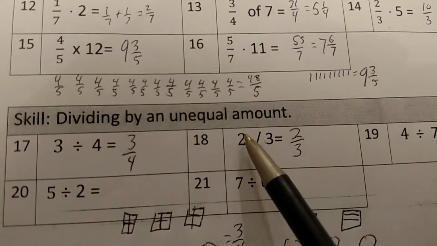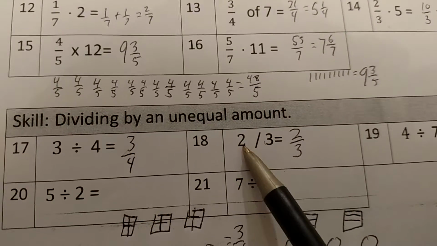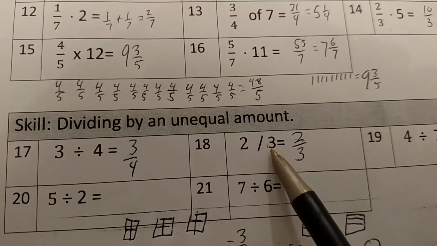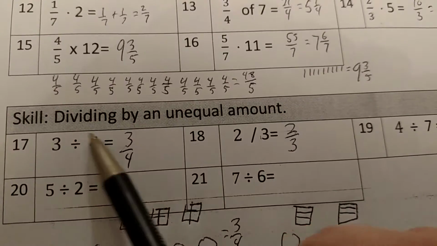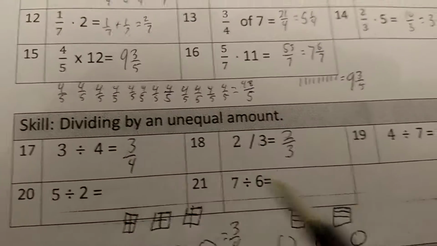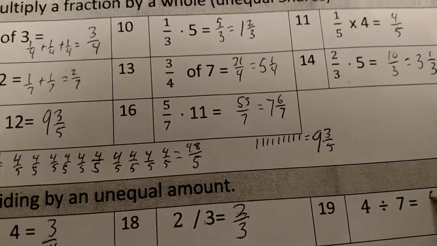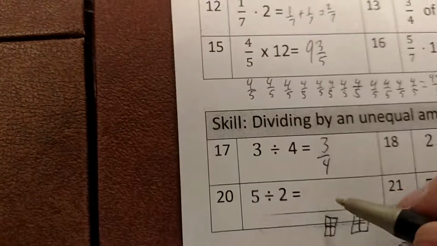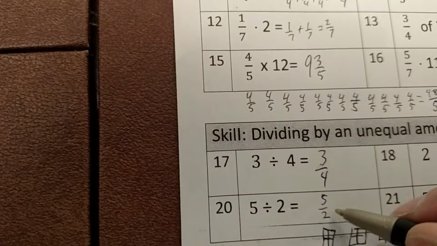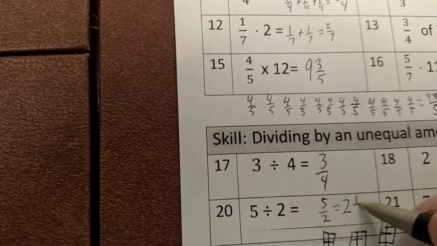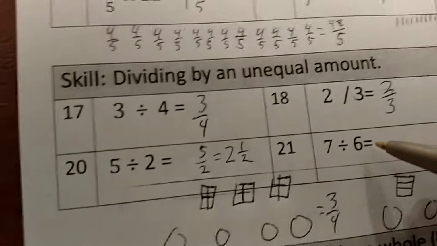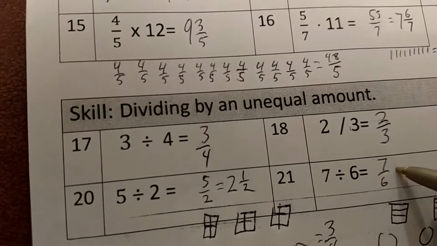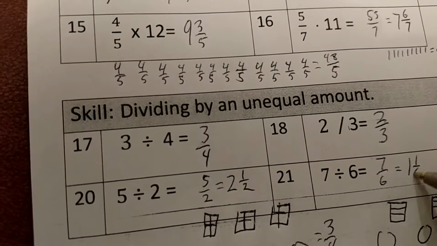Now, a lot of kids will see the trick that the first number in a division problem is going to be your numerator. The second number is going to be your denominator. So the same goes here. This answer is going to be 4/7. This answer is going to be 5/2, better known as 2 1/2. This is going to be 7/6, better known as 1 1/6 as a mixed number.